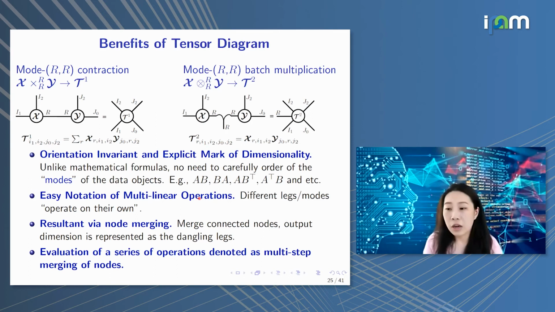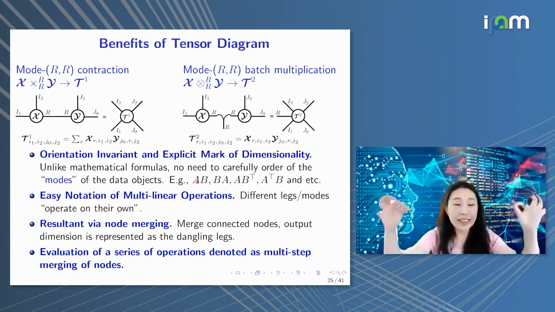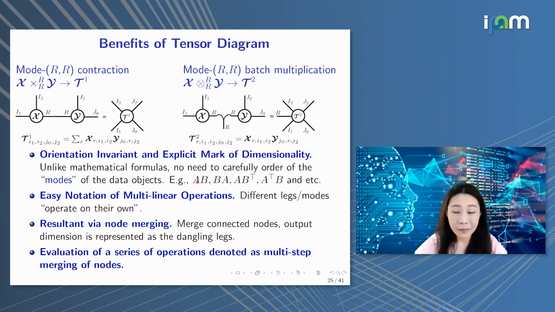And also, with this orientation invariance, you do not need multiple mathematical notations for a simple thing like a contraction between A and B. Sometimes you might write AB, BA, or A B transpose, A transpose B, right? All of them would be universally represented as a tensor diagram with A, B, and the line connecting A and B. Right, and it is also an easy notation for multilinear operations, right?